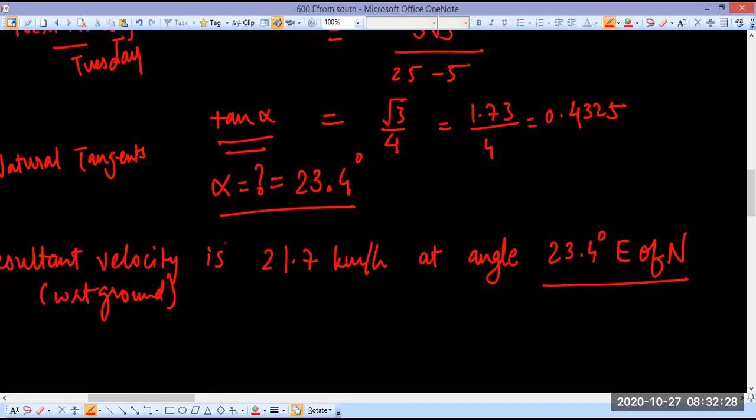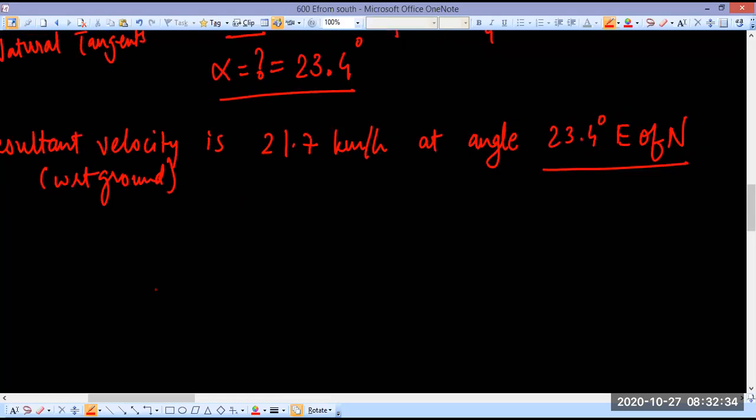The second method is the one with components. So in that you take components of both. The one for VBW is very easy. It is simply 25 J caret, right? And for VWG, you have to take components after that. So it will be something I caret and something J caret, right?